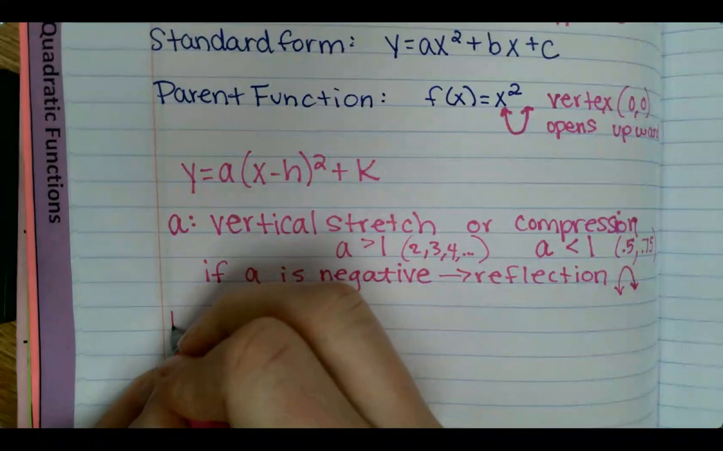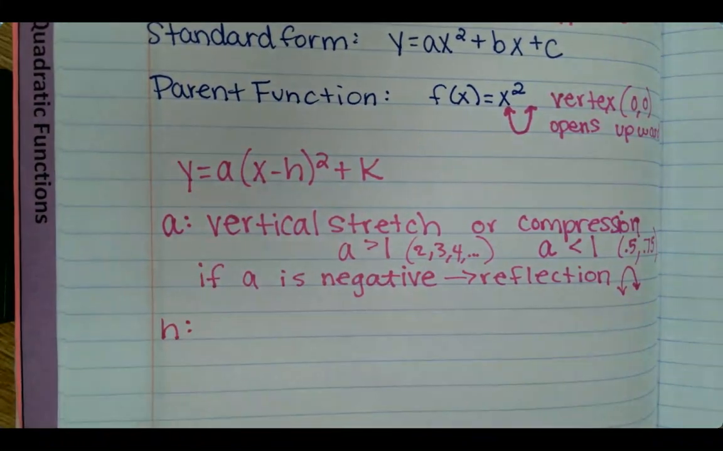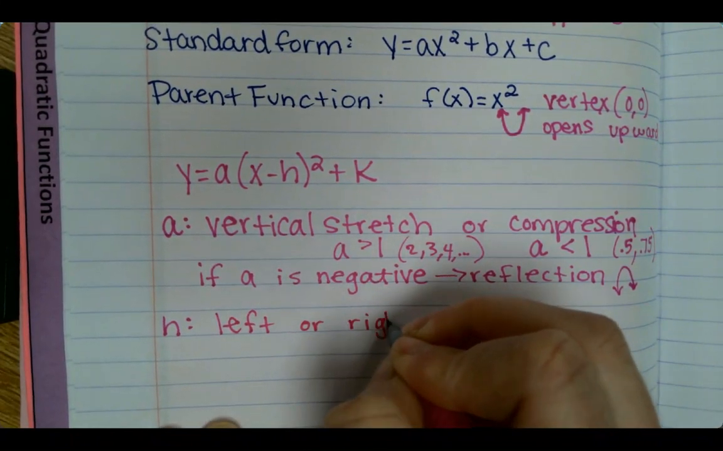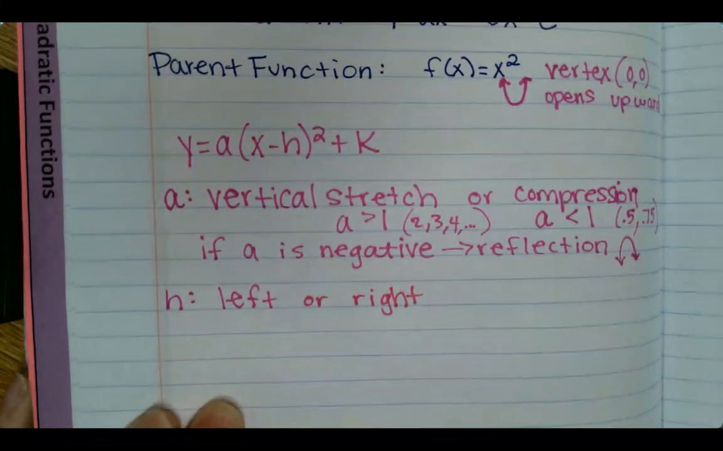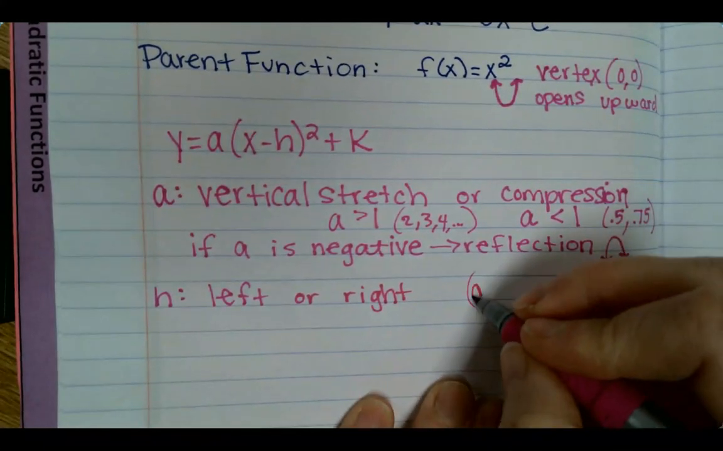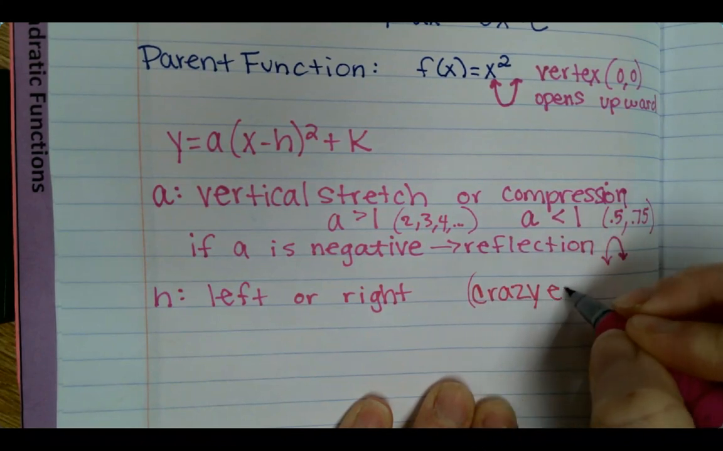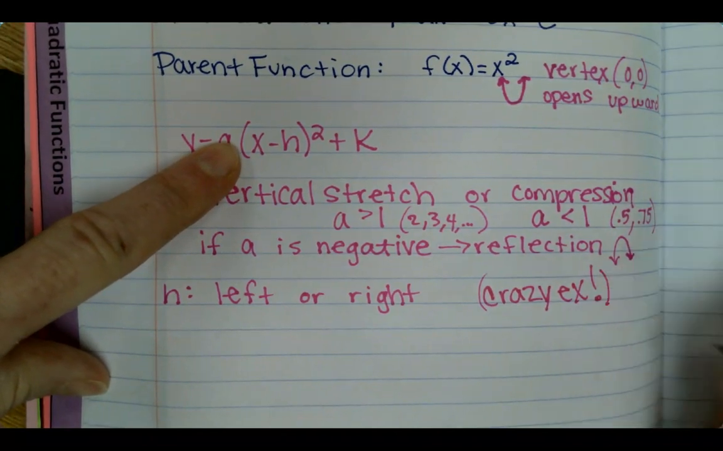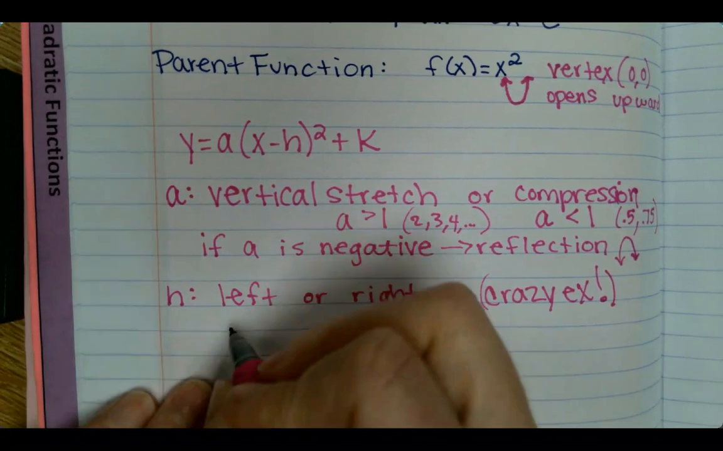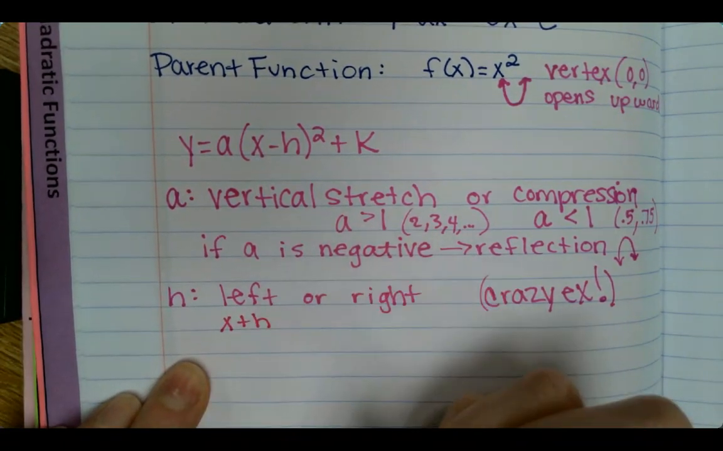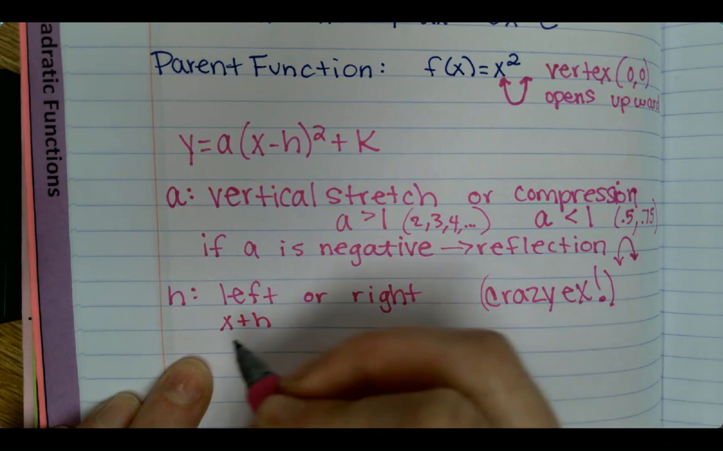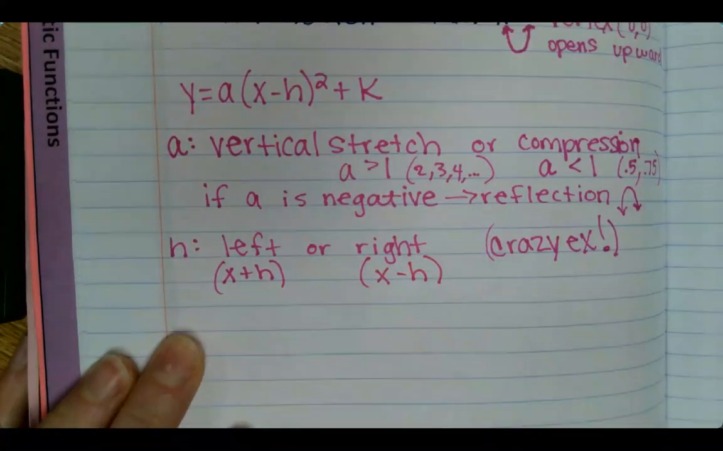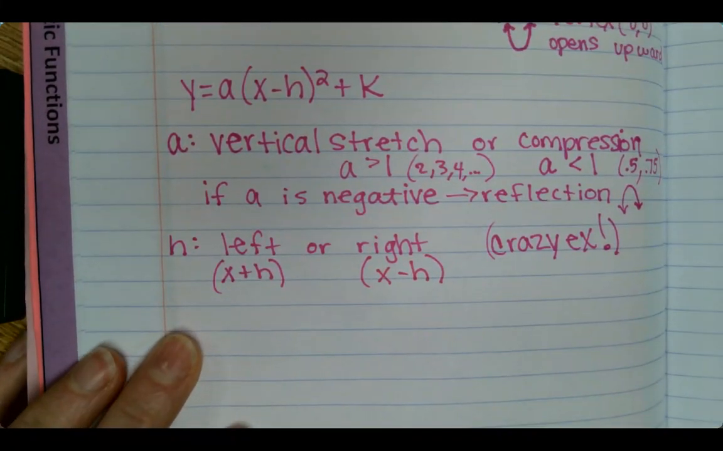And then our H, that's going to determine the left and the right. And this one's the crazy X. It does the opposite. It's the number with the X in the parentheses. So it does the opposite of what you would think. So if this says X plus H, it's going to go left. If it says X minus H, it's going to go right. So it does the opposite of what you would expect.